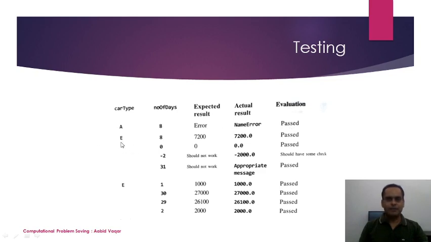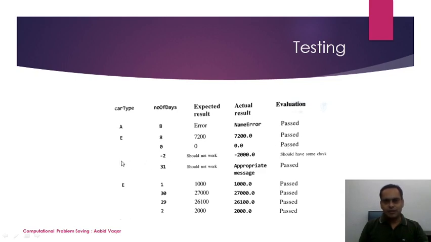In the next step, we provide E as the car type and 8 as the number of days. Now E is a valid type of car, and the number of days is 8. So for this, if you manually do the calculation, the expected result should be 7200. After that you run the program and you get output 7200, which matches the expected value, so it is also labeled as pass. Thirdly, you provide car type E and 0 as the number of days. So for 0 days the output should be 0, and if your system provides 0 output, this step is also passed.